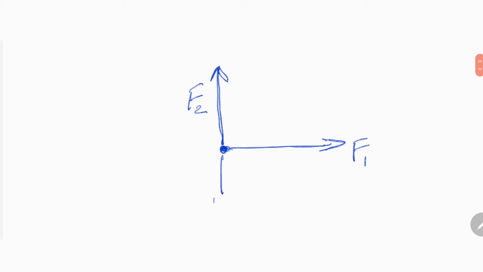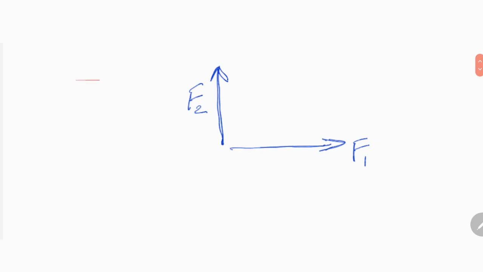If there was another force here and another force here, let me just draw it this way. If there was another force here, let's say F3, and another force here as F4, and if F2 was equal to F3 and if F1 was equal to F4, then this particular object would have been stationary. But in our case, that is not what it is, because we don't have these forces. We only have F1 and F2.